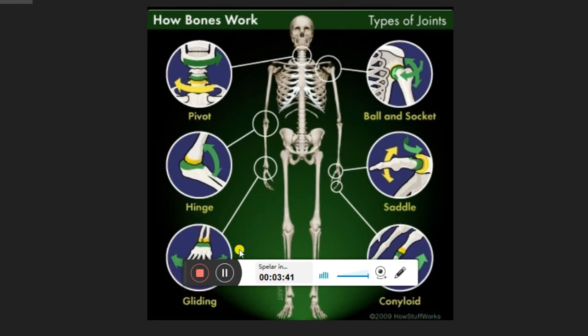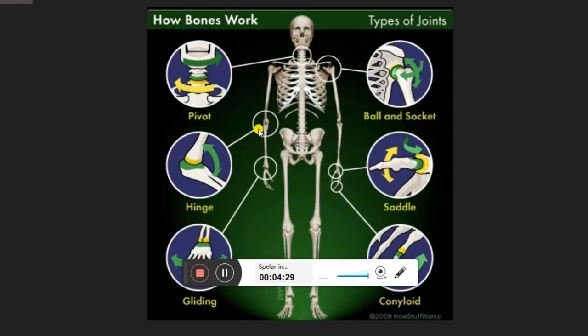Starting from the hinge joint. The hinge joint allows movement in only one direction, just like a door, which only opens to one side, not the other. In the same way this joint works. These joints are found in the knee, the elbow, the fingers and the toes. You cannot move the finger in the backward direction; it remains in the front direction only.